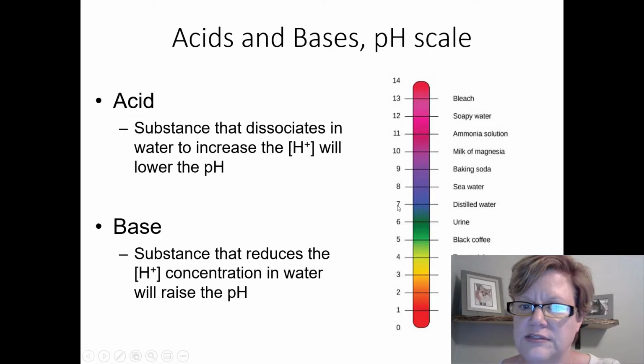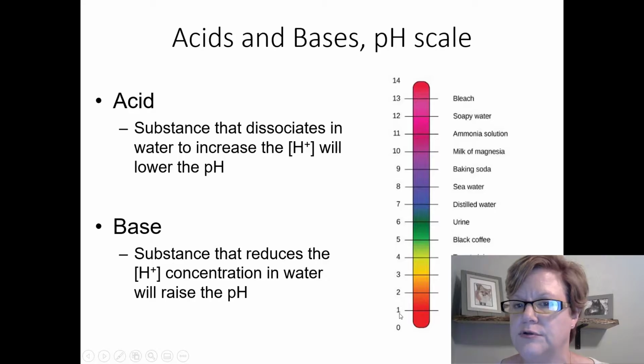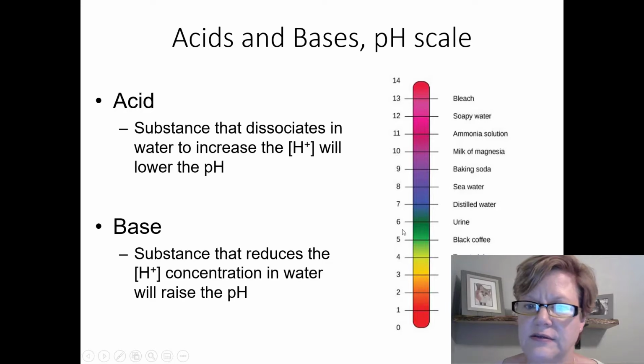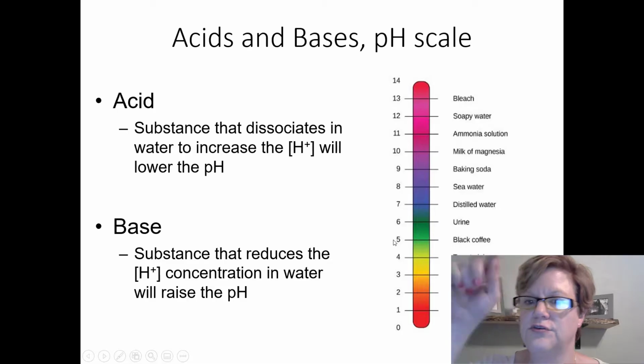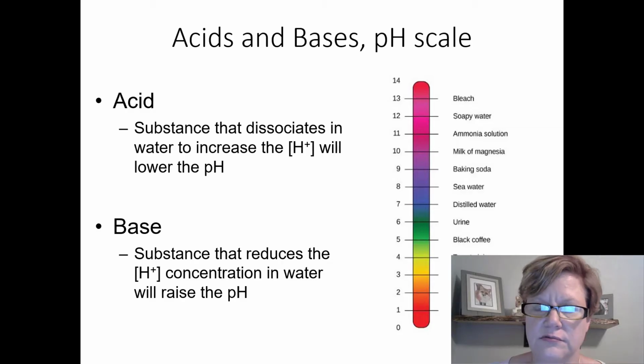So with these numbers, if you're comparing two liquids and you're saying which one's more acidic than the other, the more acidic one is the one with the smaller number. And you take the difference between the numbers, and that becomes the power of 10. So 7 for distilled water, 5 for coffee. So the difference between that is 2. So black coffee is 10 to the 2 power times more acidic than water. All right.